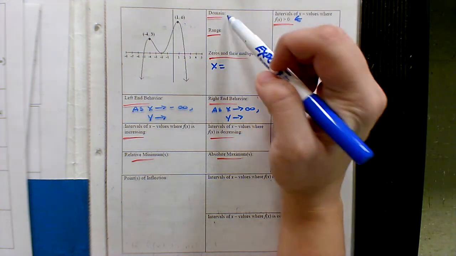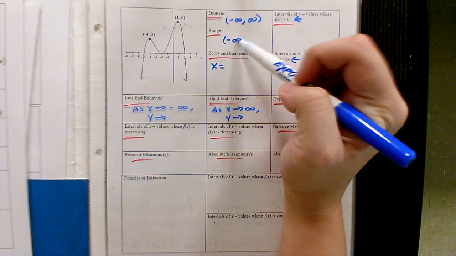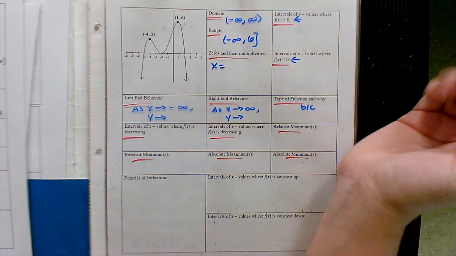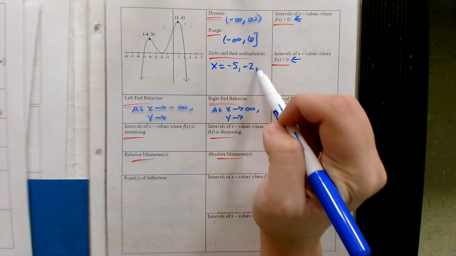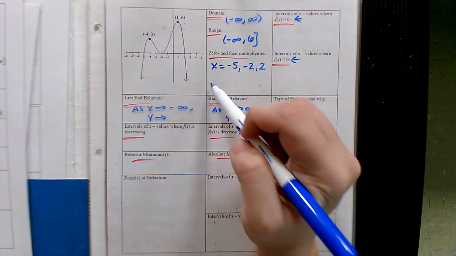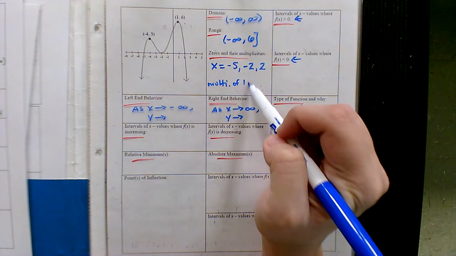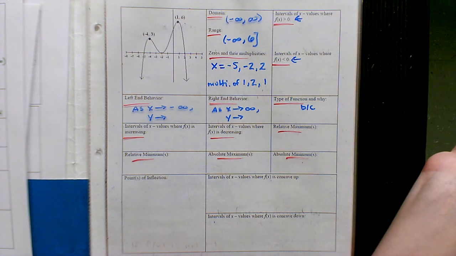All right, let's check out our first box. How about domain of all real numbers, range from -infinity to 6 with a bracket. X-intercepts, we have -5, -2, and +2 with multiplicities of 1, 2, and 1 respectively. How do we do? Do we want to go over any of those?